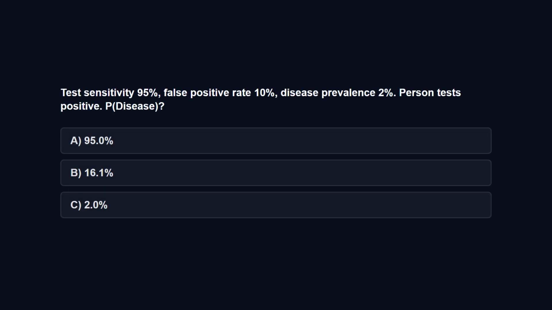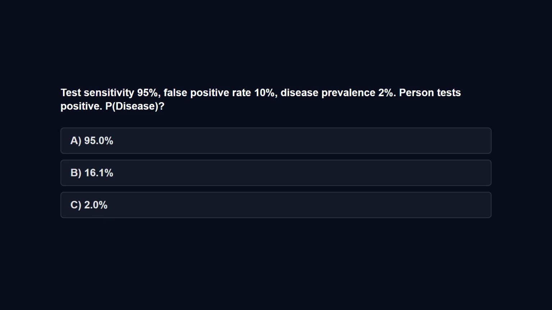Question 2. A screening test for a disease has the following properties. If a person has the disease, the test is positive 95% of the time. If a person does not have the disease, the test is positive 10% of the time. The prevalence of the disease in the population is 2%. A randomly selected person tests positive. What is the probability they actually have the disease?